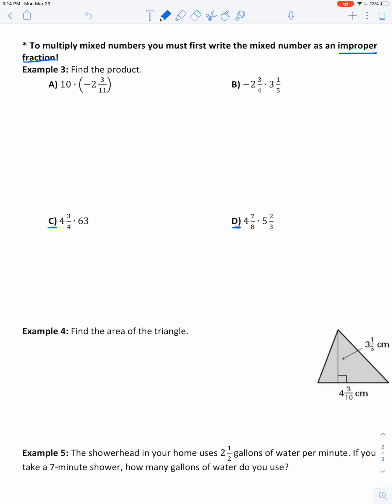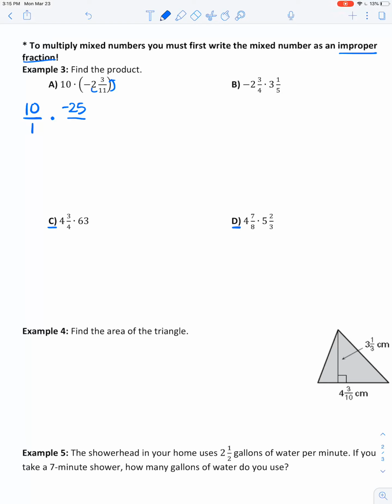Okay, taking a look at letter A, 10 right now is not written as a fraction. If I wanted to write 10 as a fraction, that's the same thing as saying 10 divided by 1, because 10 divided by 1 is still the number 10. So now we are going to use the same method that we did last lesson. We're going to take 2 times 11 and then plus 3. 2 times 11 is 22. Plus 3 is 25.